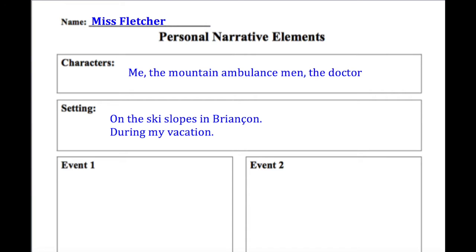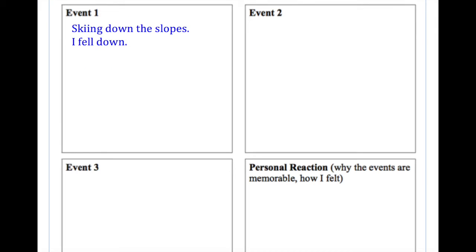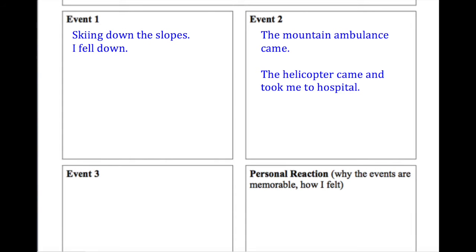I was skiing down the slopes, I took a turn and suddenly I twisted my knee and fell. I'm going to write that down as the first event. It's the first thing that happened. Then the mountain ambulance came and tried to help me, but they couldn't. They needed someone else. So a doctor came in a helicopter and took me to the hospital. This is the next thing that happened. So I'm going to write that down in event 2.